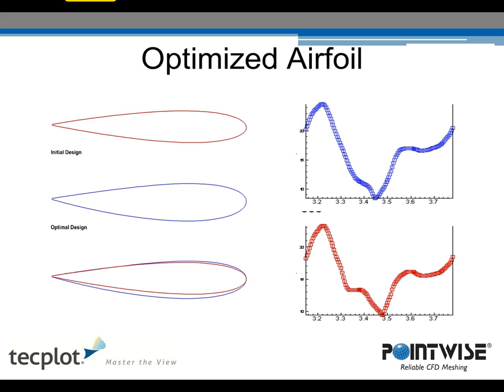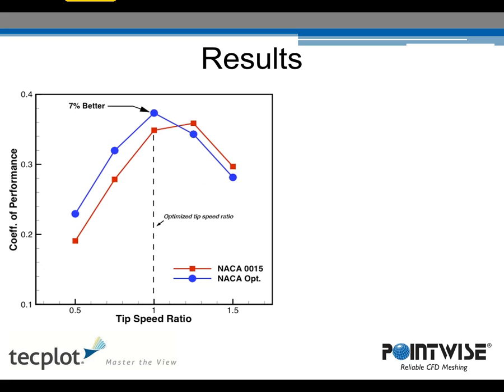So here you can see the optimized geometry compared with the baseline airfoil. The optimized design is a little bit thicker than the NACA 0015, 15% airfoil. The optimized design is roughly 18% thick, and it's got some slight aft camber. But in the end, this is what we're looking for.